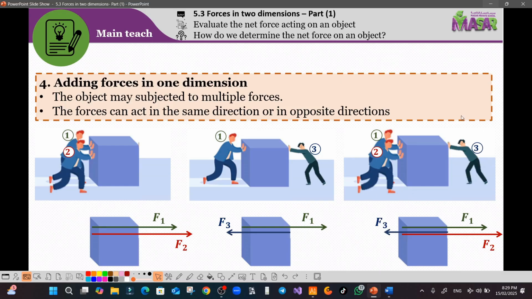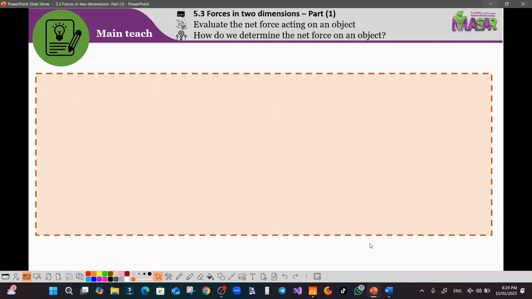What if we have three forces in different directions? For example, the first student and the second are pushing to the right. This is why I draw F1 and F2 to the right. However, F3 is pushing to the left to oppose their forces. This is why I draw F3 to the left.